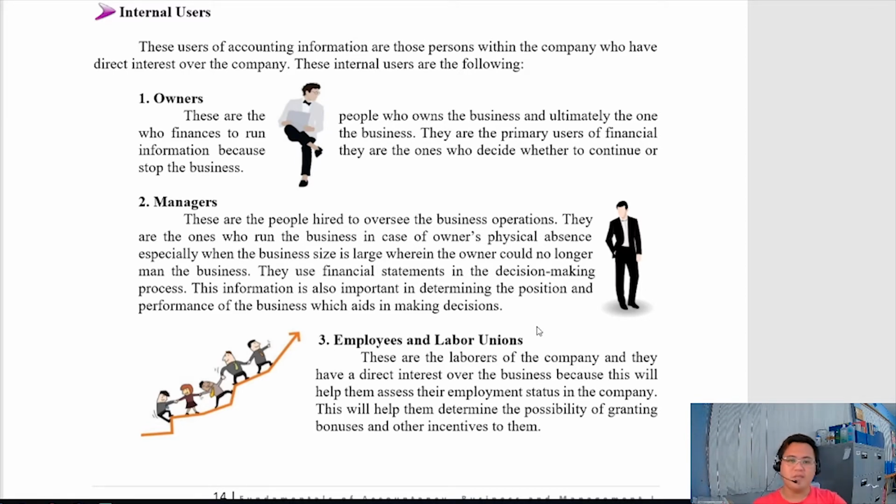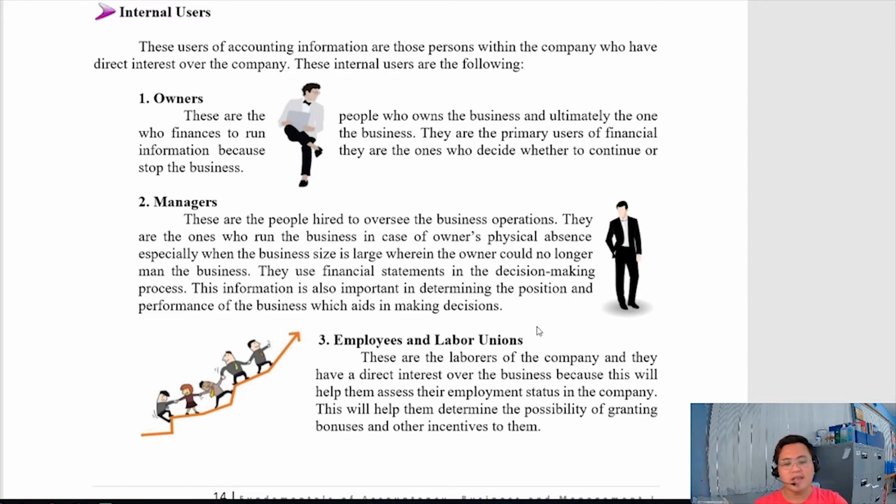Of course, if your business is a sari-sari store, then the owner is also the manager at the same time. But if you are an owner of a big department store and you cannot man the operations because of its very large size, then of course you should hire a manager, and the manager recommends the decisions made to you so that you will be able to decide what's best for your business.